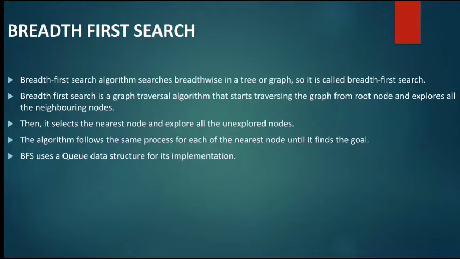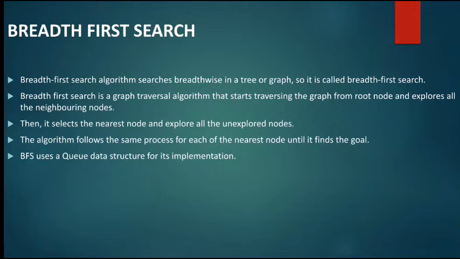So what is rule number two? Rule number two is if no adjacent vertex is found, then remove the first vertex from the queue and move down. We have to repeat rule number one and rule number two until the queue is empty. Once the queue is empty, we get out of the loop. So this is how breadth first search works.